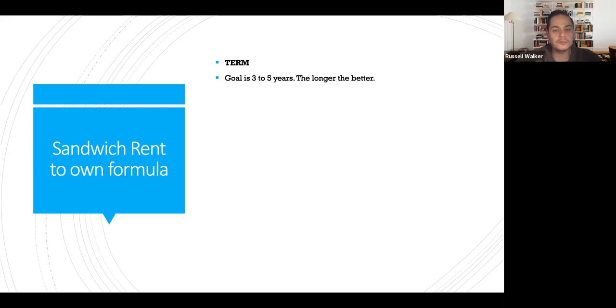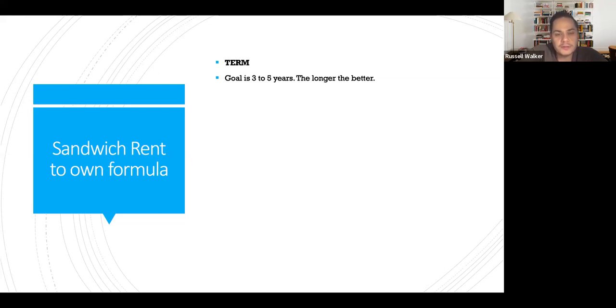Because, of course, market cycles go up and down, but the longer you hold it, the more likely it's going to appreciate, right? But if you can get a lease for 3 to 5 years, and it makes sense, always think, if I can get it longer, the better.